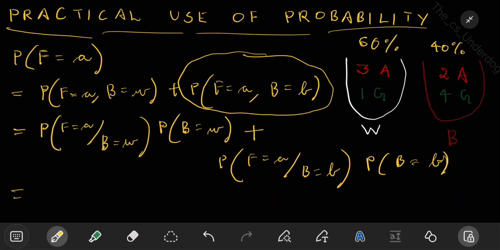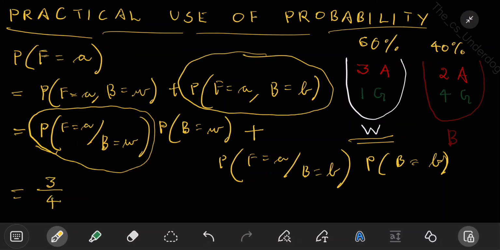So how can you find this out? What is probability of fruit equal to apple given bag equal to white? In the white bag, what is the chance of picking an apple? There are a total of 3 apples out of how many fruits in total? 4, right? So it is 3 by 4 into probability of bag equal to white. We said the white bag will be picked 60% of the time.